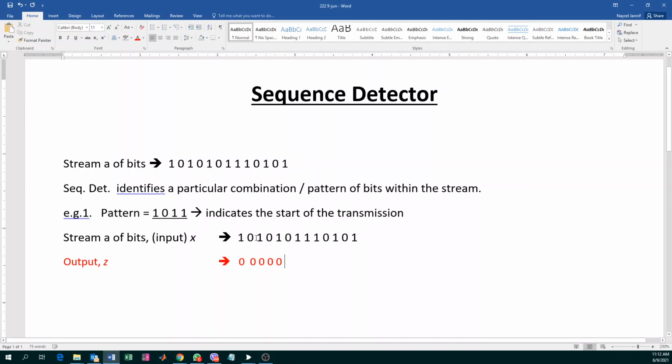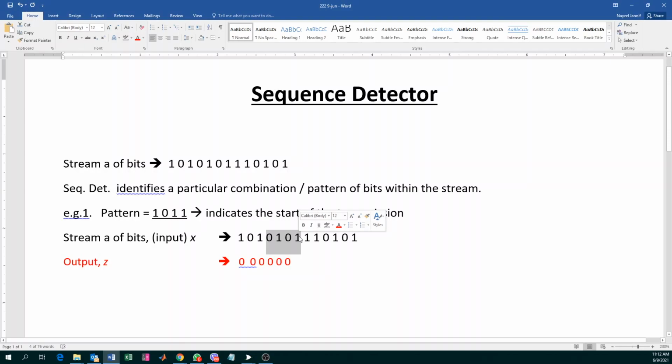Now, let's look at the sixth bit over here. 1, 0, 1, 0. Is that a match with 1, 0, 1, 1? No, that is not. So let's look at the 7th bit over here. 0, 1, 0, 1. We have to take a batch of 4 bits, the last 4 bits.